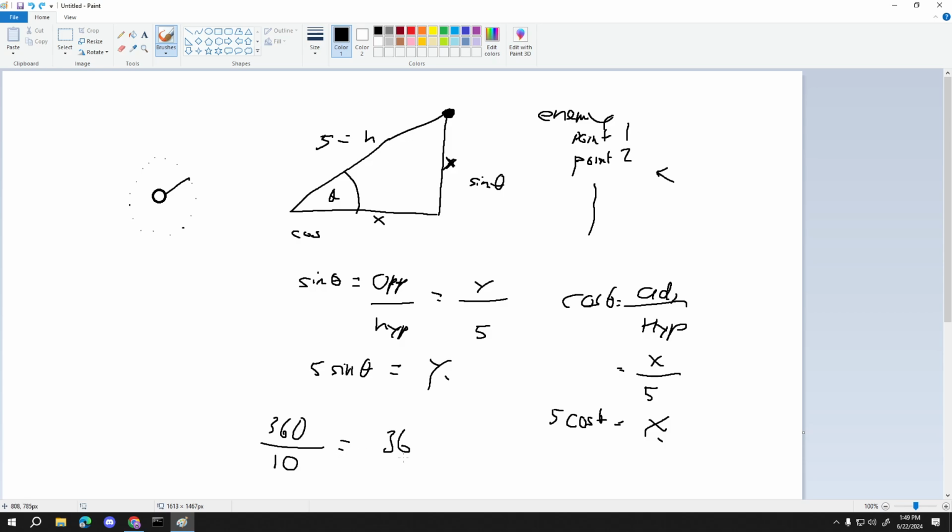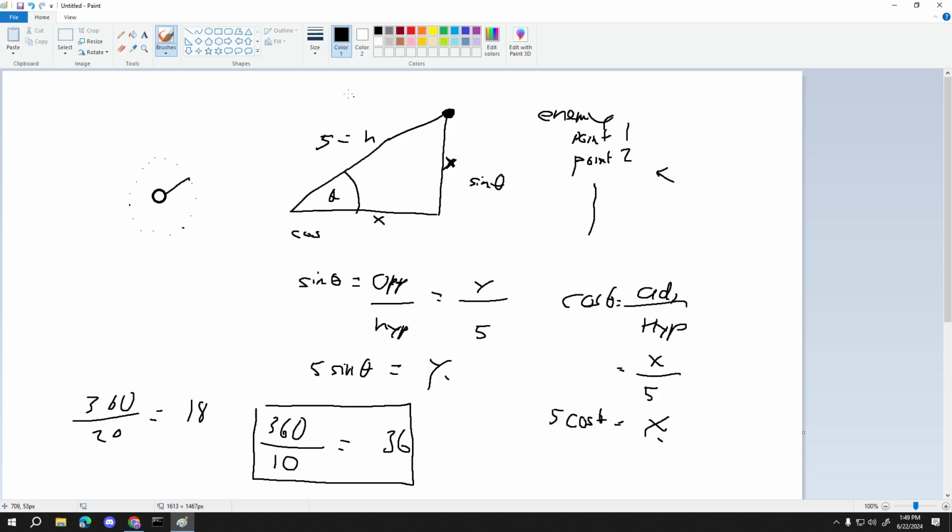Next one, we have 72. So 5 times sine 72 will be your new y, and 5 times cosine 72 will be your new x. We continue to do that until we finish our circle. So if you want 10 points, you have that. If you want 20 points, of course you have 360, because that is a circle, divided by 20, then you're left with 18. So for every 18 degrees, you're going to compute.